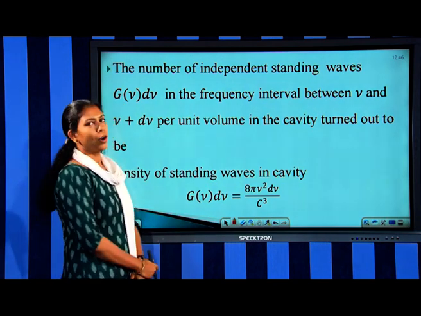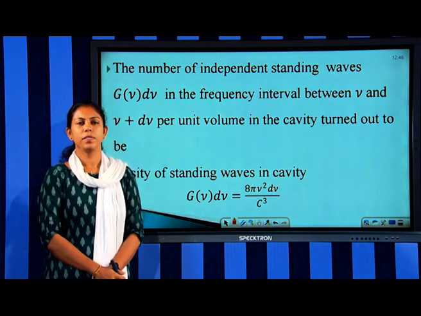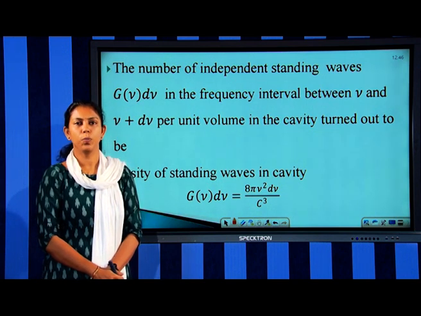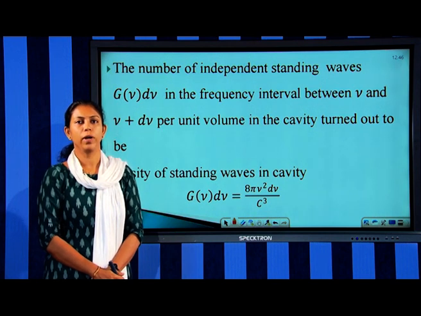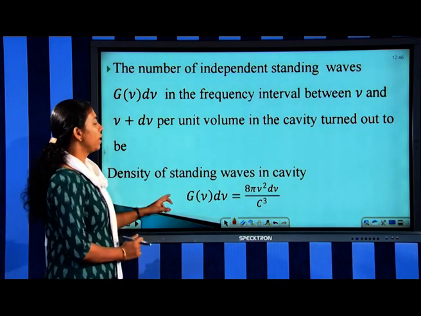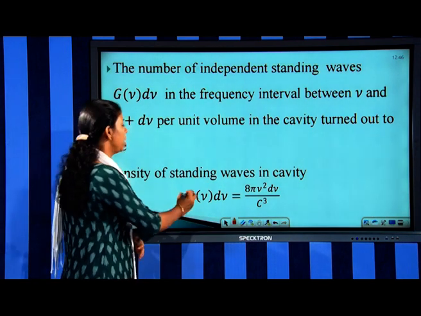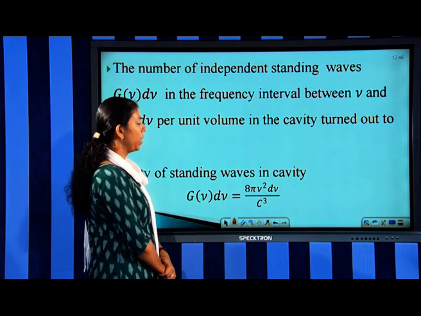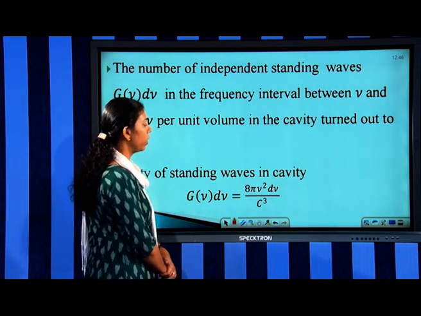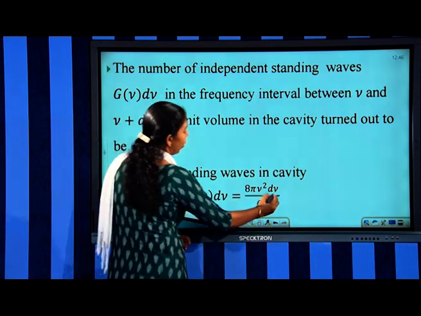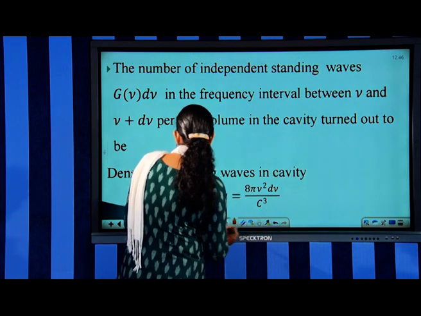Next, the number of independent standing waves g of nu d nu in the frequency interval between nu and nu plus d nu per unit volume in the cavity is found to be, the density of standing waves in a cavity is represented as g of nu d nu equal to 8 pi nu square d nu divided by c cube. Here c represents the velocity of light, 3 into 10 raised to 8 meter per second.